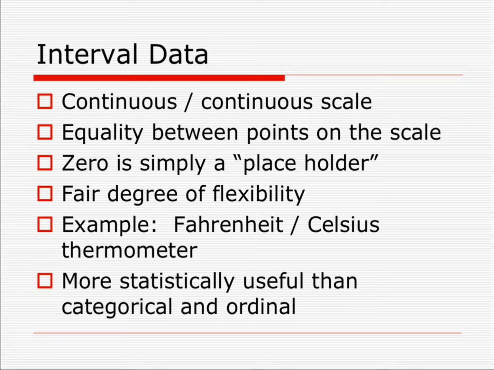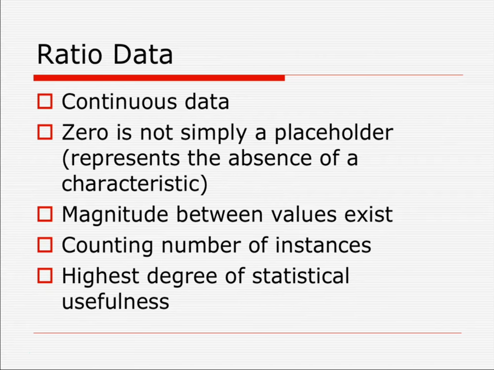Just keep in mind that 20 degrees Fahrenheit would represent a value difference between it and 10 degrees Fahrenheit. So there is some value and differentiation between the points here, whereas on a Likert scale or the ordinal data, there's not. Then there's what we call ratio data. Much more useful. It's the higher degree of usefulness when we talk about a statistical analysis.